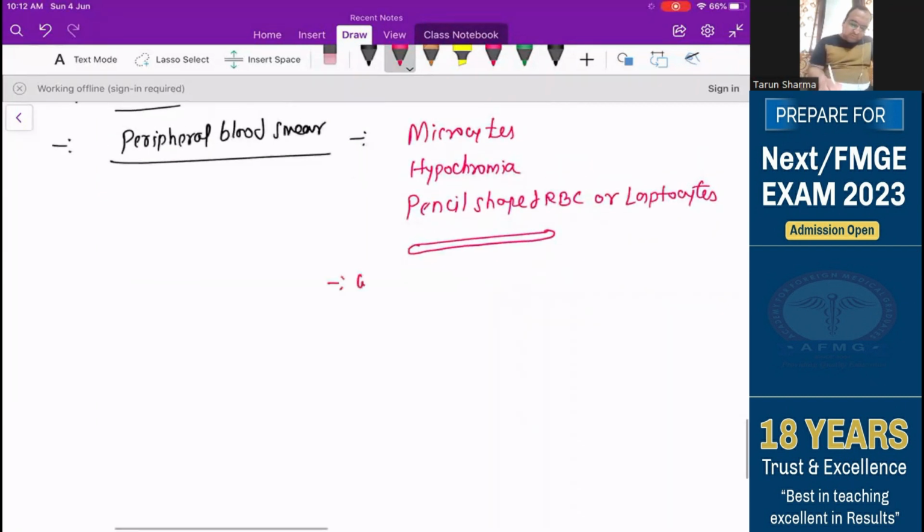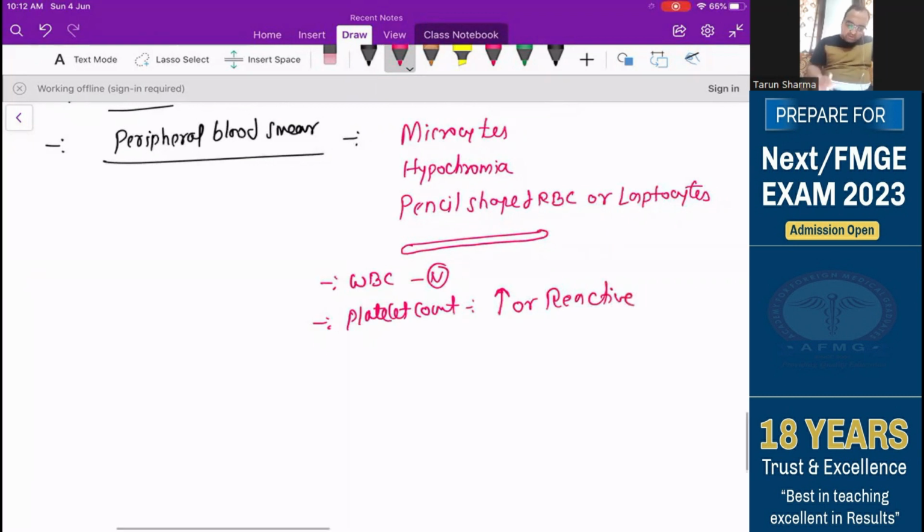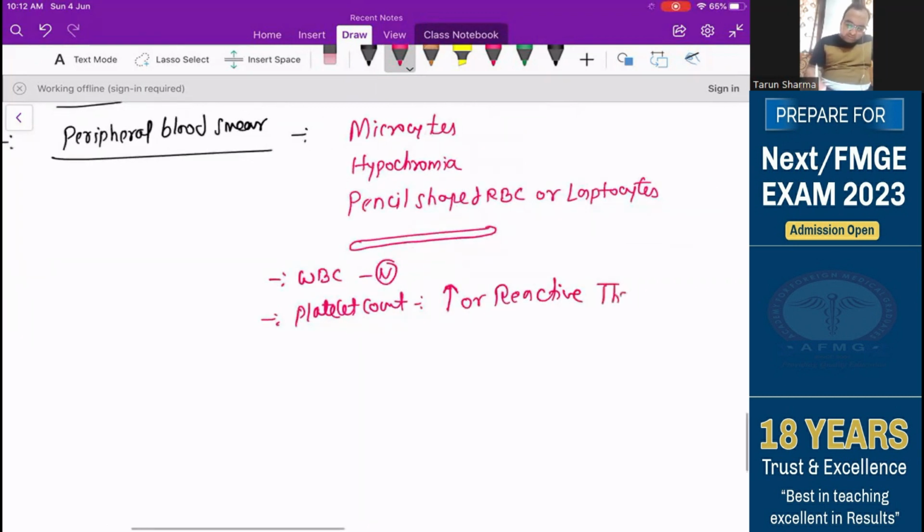Remember, the WBC count will remain normal in these patients, while platelet count is important here. Why am I telling you? Because platelet count will increase. That is called reactive thrombocytosis in iron deficiency anemia. So please remember this thing: reactive thrombocytosis.